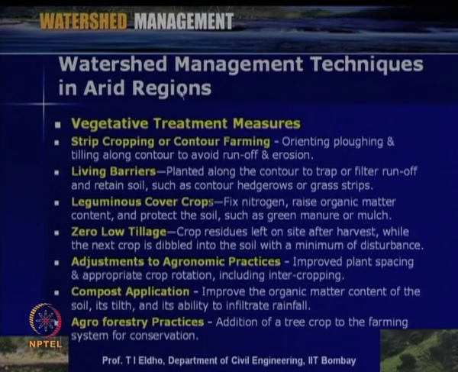And then also we can give vegetative treatment measures for arid or semi-arid regions. Some of the important vegetative treatments possible in arid regions are listed here: strip cropping or contour farming, then live barriers, and then leguminous cover crops, then zero or low tillage, then adjustment to agronomic practices like improved plant spacing and appropriate crop rotation, including intercropping.